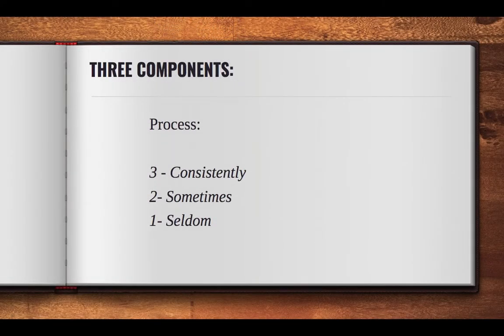Let's dig in a little bit more deeply. The process, which are those learner behaviors, will be marked with a 3 for consistently, a 2 for sometimes, or a 1 for seldom. This is the same as you have experienced in years past. So, if your student is engaged, prepared, and self-directed on a consistent basis, they will receive 3s in these areas. If it's sometimes occurring, they will receive a 2, and if it is seldom occurring, they will receive a 1.